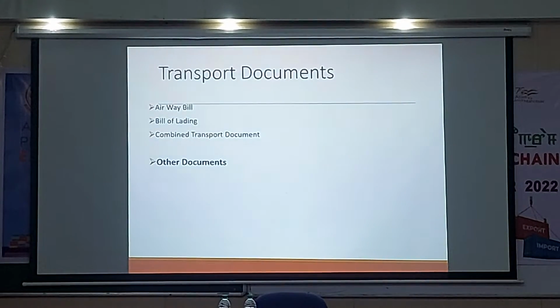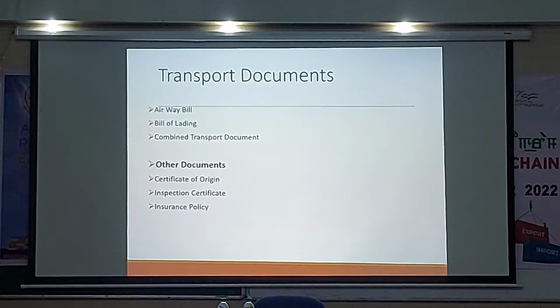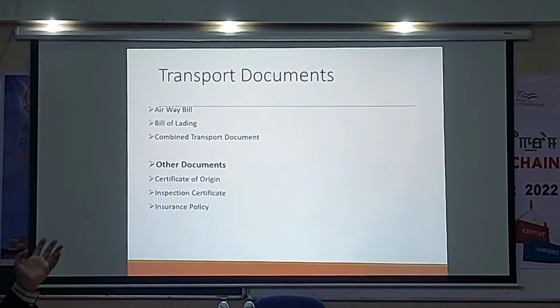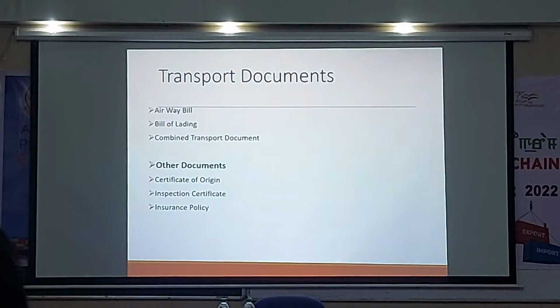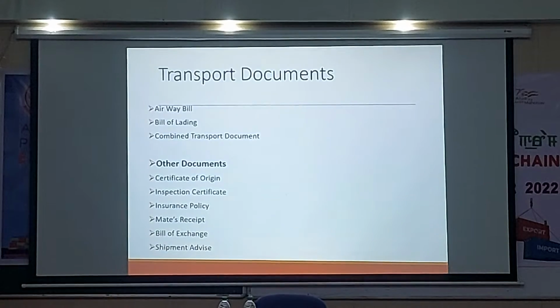Okay. In addition to this, there are other documents which I will show you. One is called certificate of origin, which is issued by Chamber of Commerce. The insurance policy and inspection, I told you about SGS inspection. So these 3 are also documents required for shipment. Okay, bill of exchange is also there, and shipment advice.